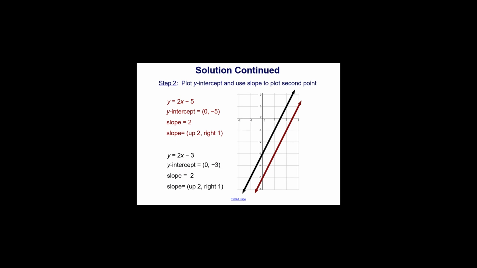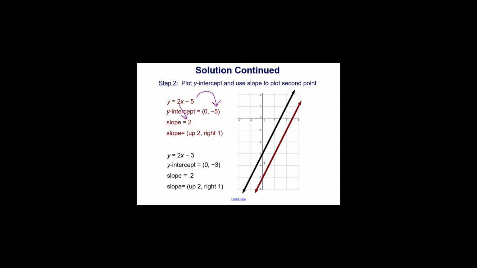Now that both equations are written in slope-intercept form, we can easily see the y-intercept and slope and use it to plot both lines. The first line has a y-intercept of 0, negative 5 from the constant and a slope of 2 from the coefficient. So beginning at 0, negative 5, and then using the slope up 2, right 1, we get our first line.